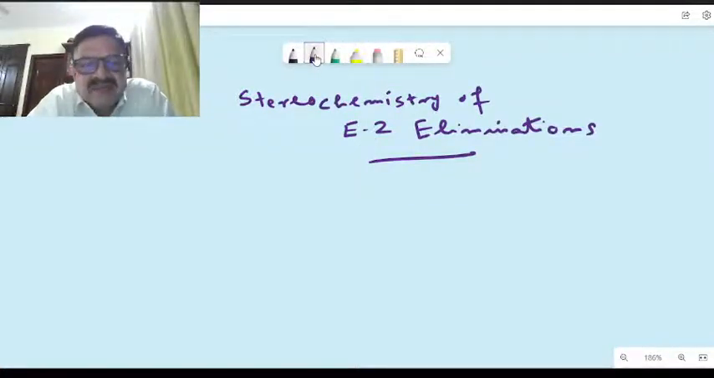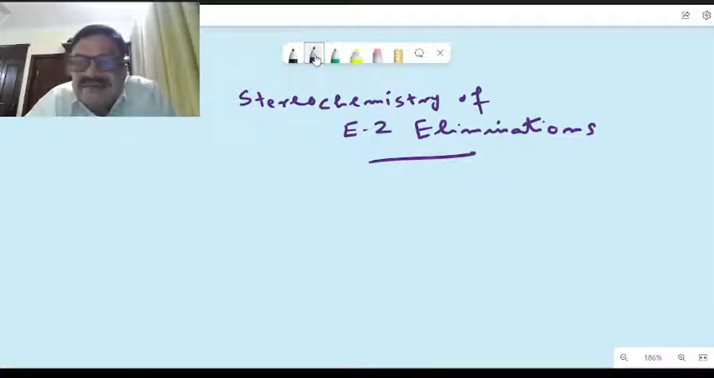Hello friends, stereochemistry of E2 elimination reactions. That is our topic for discussion today. As you know, elimination reactions have very high synthetic value. That is for the synthesis of organic compounds containing pi bonds. That is, elimination reactions are used for introducing pi bonds into organic compounds. So, they are used for the synthesis of alkenes and alkynes.